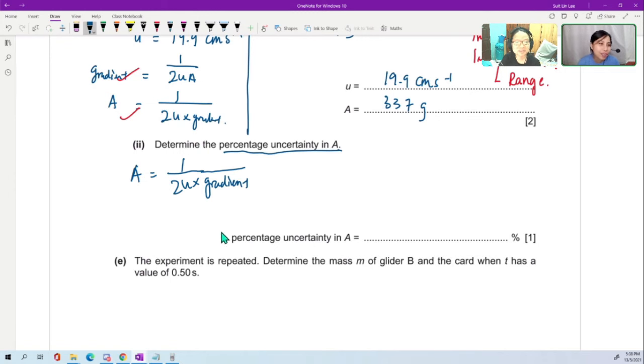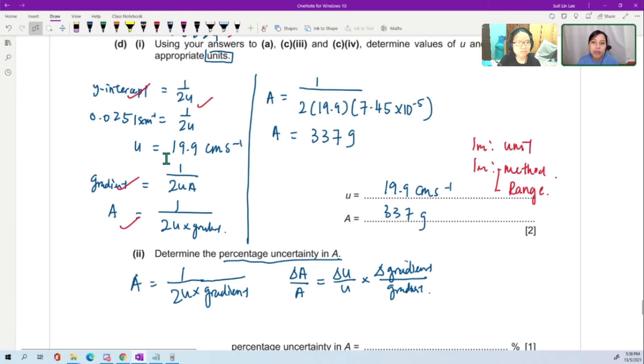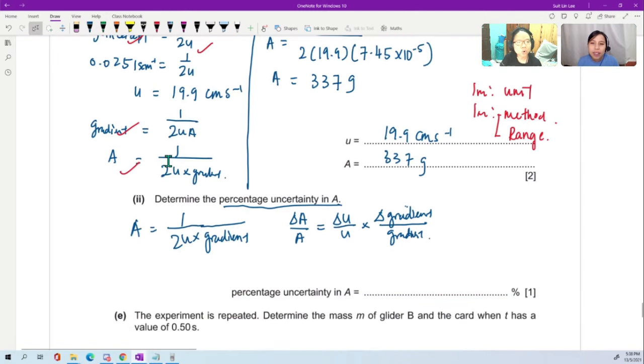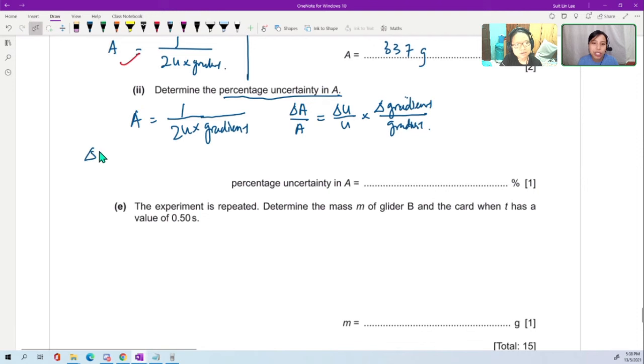Okay. So we've got the equation for A already. We need to see what contributes to the uncertainty in A. There's U, and there's also the gradient. Do we have an uncertainty for U? Did we calculate it? Don't have. Then we check, where is U calculated from? U is from the y-intercept. So the y-intercept has an uncertainty, yes, that one we have. So maybe we change a bit.